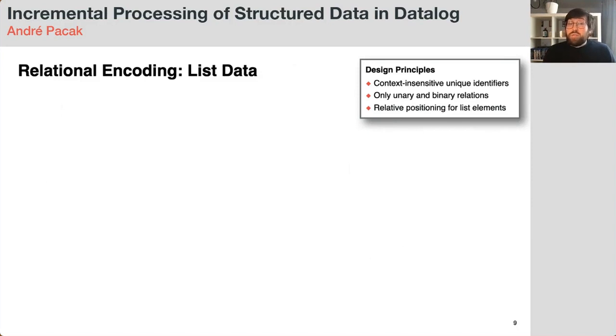Now let's set our focus on list data. Instead of encoding list elements using absolute positions, we follow a design principle and use relative positioning. And to do this, we describe lists as linked lists by describing 2 relations, the first and the next relation, where the first relation connects the list node with the first element of the list, and the next relation connects a list element with its successor element.